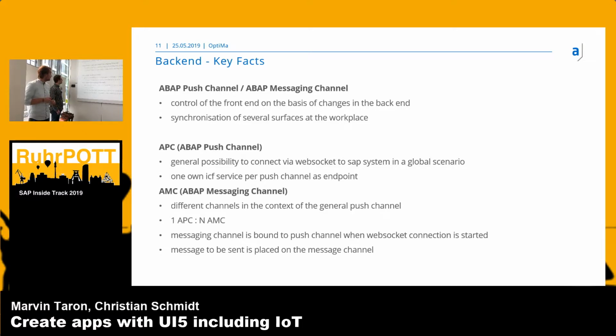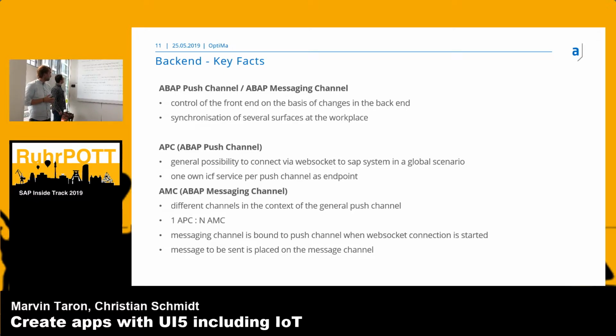The difference between APC, ABAP push channel, and AMC is that only the combination of the two can realize a good push functionality. ABAP push channel is the general possibility to connect via a WebSocket connection to the SAP ERP system in a global scenario. When you create an ABAP push channel, you get your own ICF service that is the endpoint for the SAP ERP system. So the front end always connects to the endpoint to connect via WebSocket.